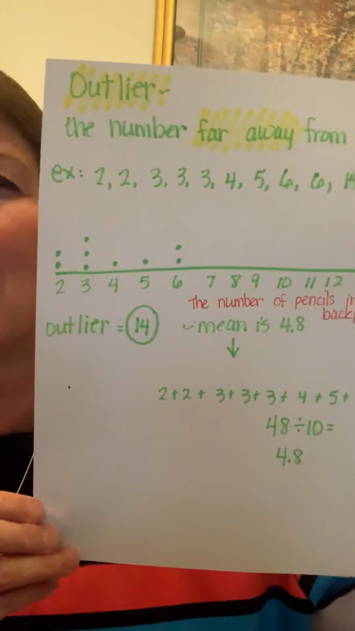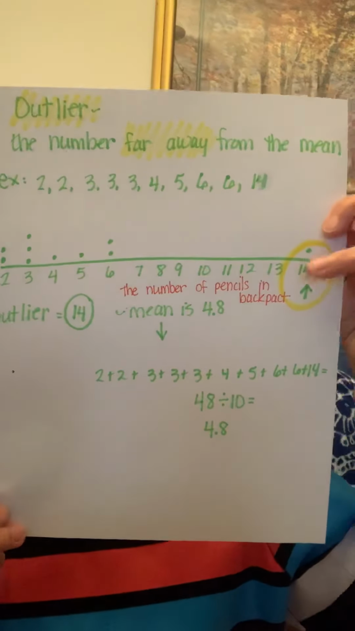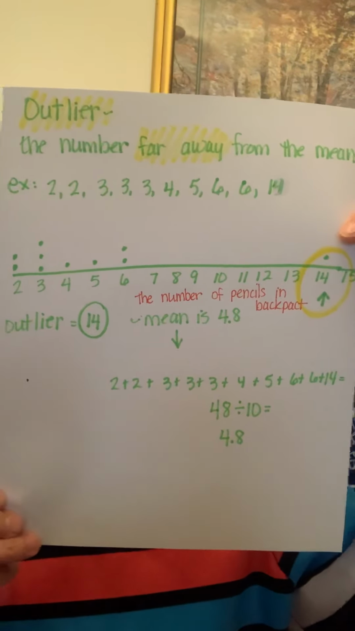Okay. The outlier. The outlier is the number that is farthest away from the mean.